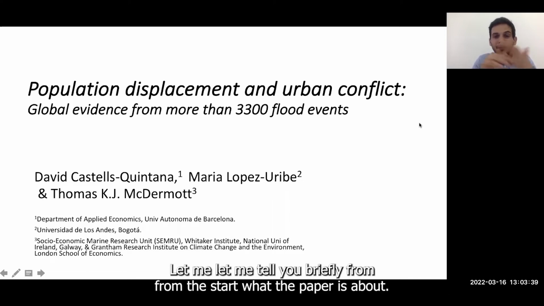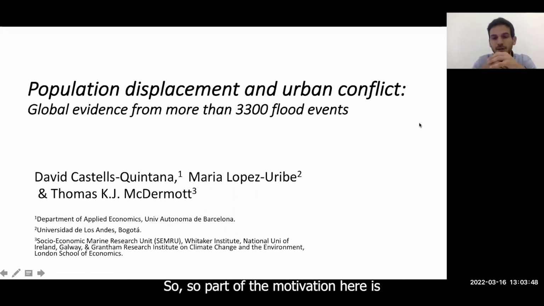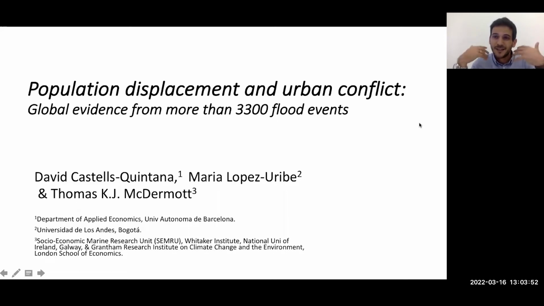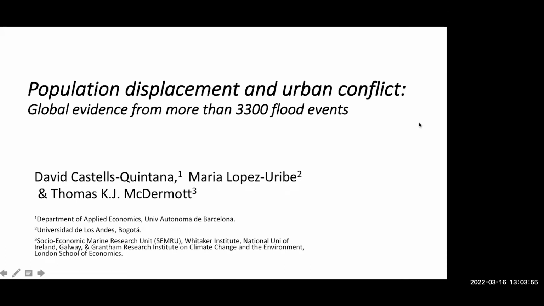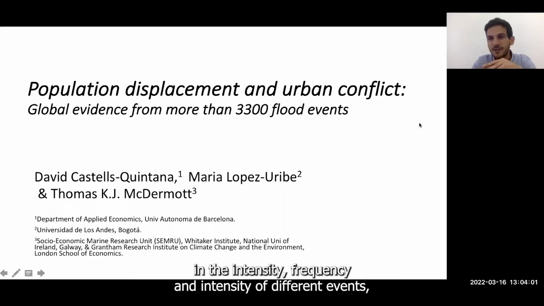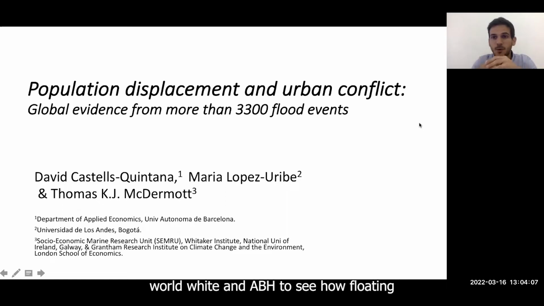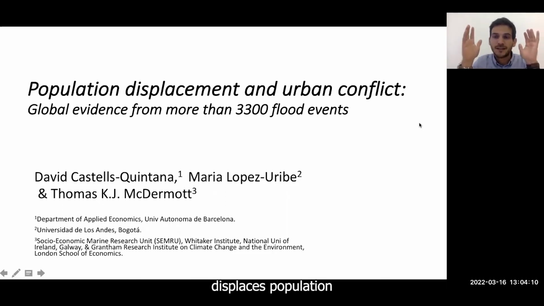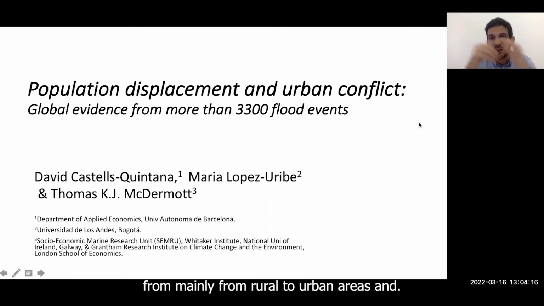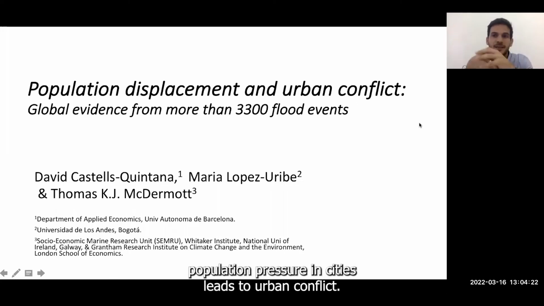Let me tell you briefly from the start what the paper is about. As the title says, we're going to be looking at floods. Part of the motivation here is climate change and how climate change translates into an increase in the frequency and intensity of different events. One of these is flooding, right? So we're going to be looking at flooding worldwide. The idea is to see how flooding displaces population, mainly from rural to urban areas, and see how this population pressure in cities leads to urban conflict.